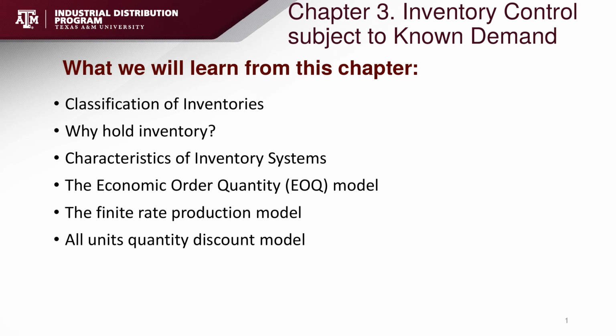Now this is where we start putting some real math behind our inventory decisions. On the menu: classifying inventories, why firms hold stock, the characteristics of inventory systems, and then the big one for today, the economic order quantity model, the EOQ. Later, we'll also extend it to a finite production rate and to an all units quantity discount. But the heart of all of it is EOQ, and that's where we'll spend our energy today.